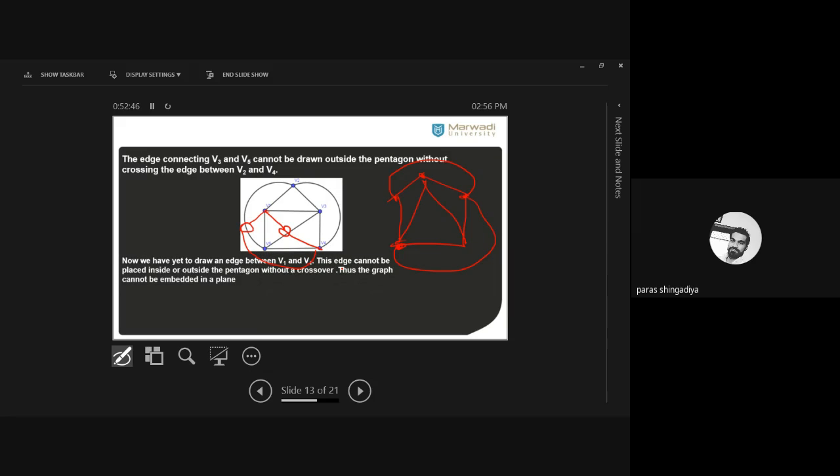So it is not possible to connect V1 and V4 without crossing over an edge in this graph. Okay, it is not possible. So what does it mean? Embedding is not possible for K5. Thus the graph cannot be embedded on the plane. Cannot be embedded means embedding is not possible for the graph. And therefore write your conclusion.